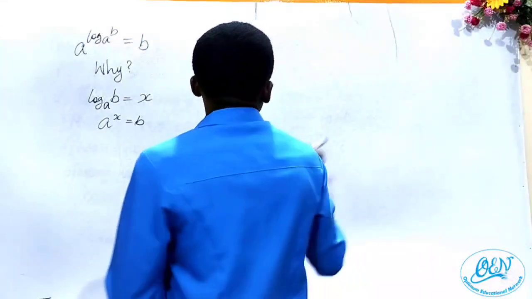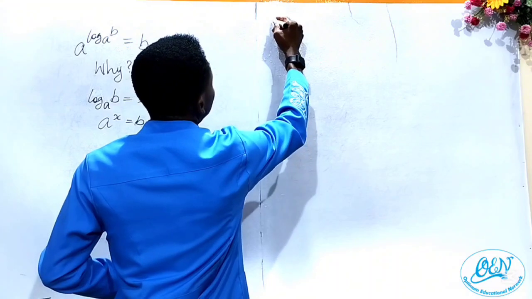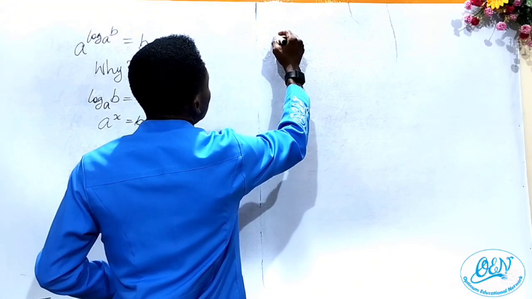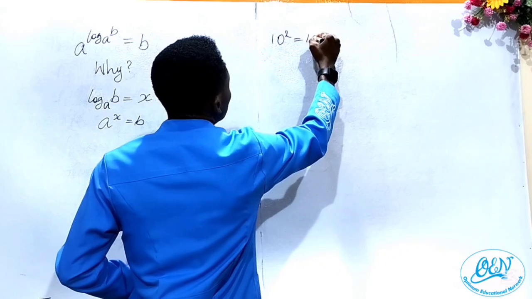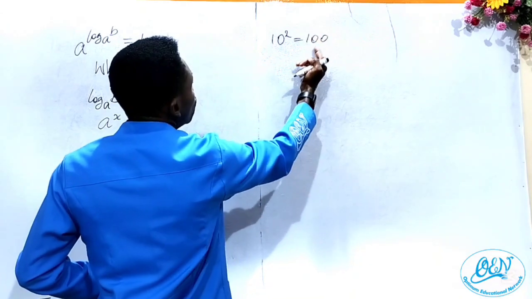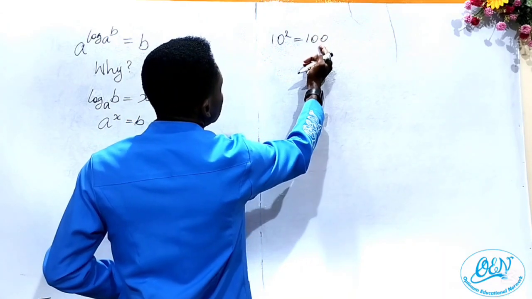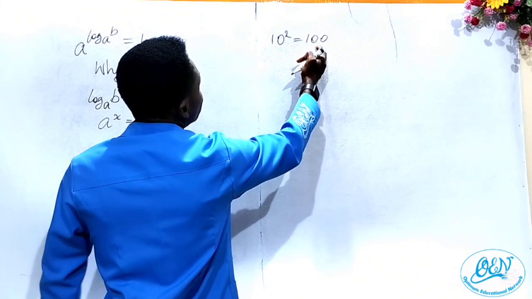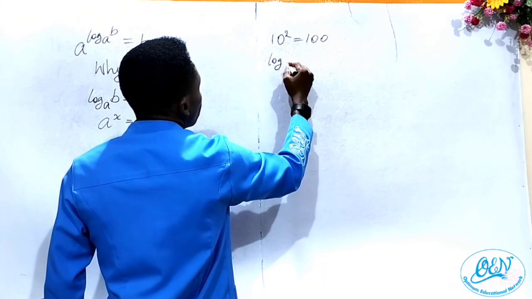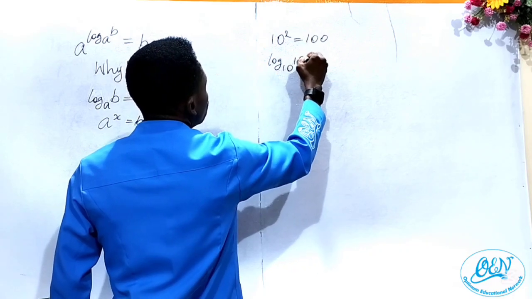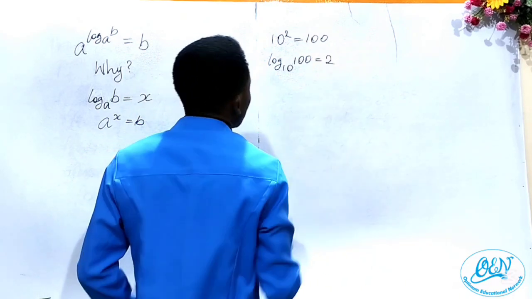So if we have, let's say, 10 squared is equal to 100. We know that from the law of logarithm, what this means is that the log of 100 to base 10 is equal to 2. So we can write it this way: log to base 10 of 100 is equal to 2.